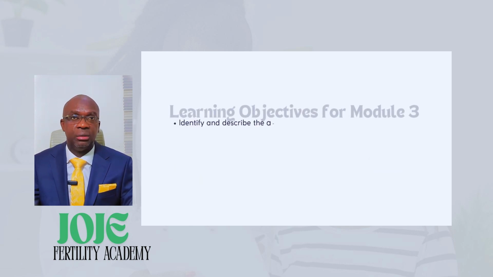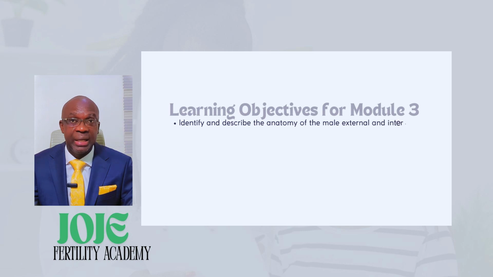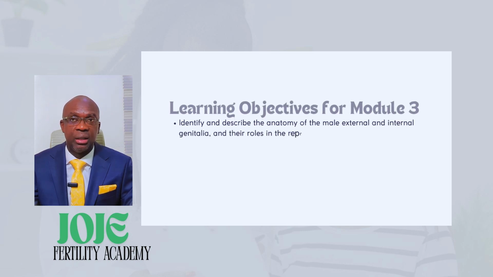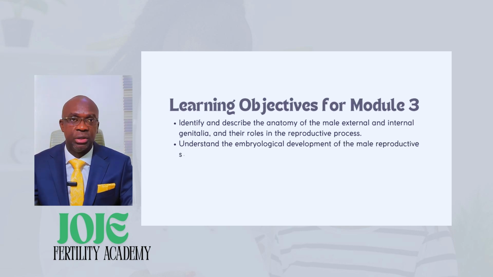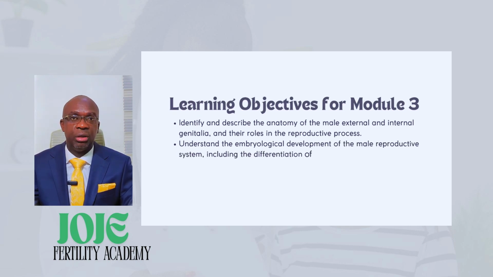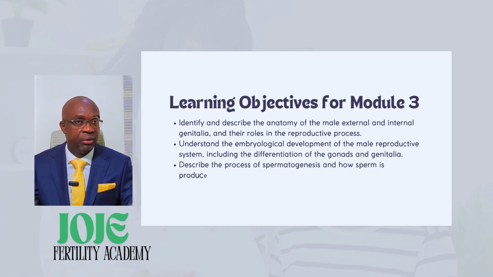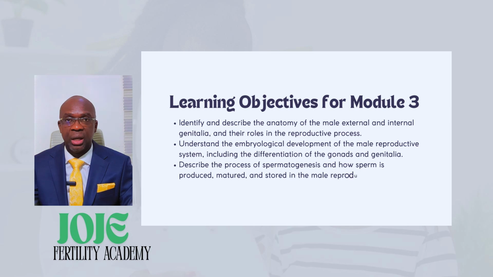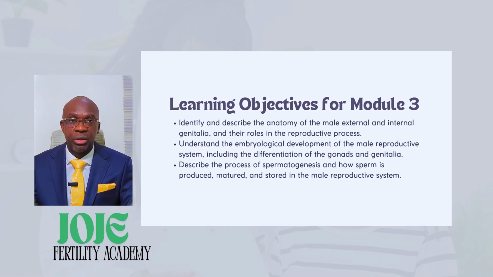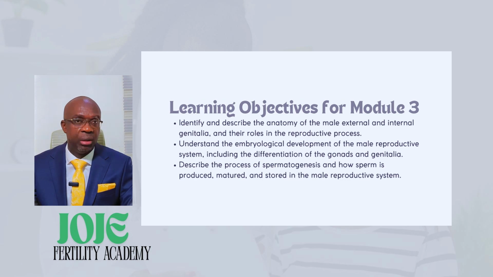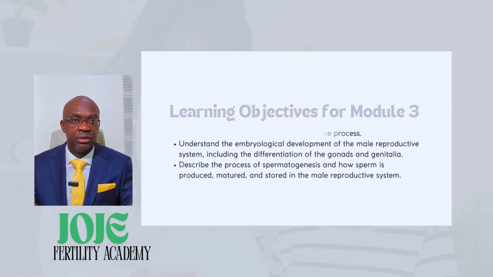Identify and describe the anatomy of the male external and internal genitalia and their roles in the reproductive process. Number 2, understand the embryological development of the male reproductive system, including the differentiation of the gonads and genitalia. And 3, describe the process of spermatogenesis and how sperm is produced, matured, and stored in the male reproductive system.